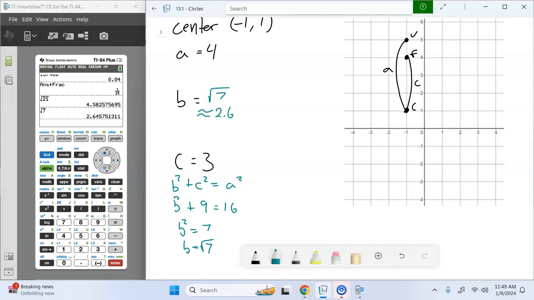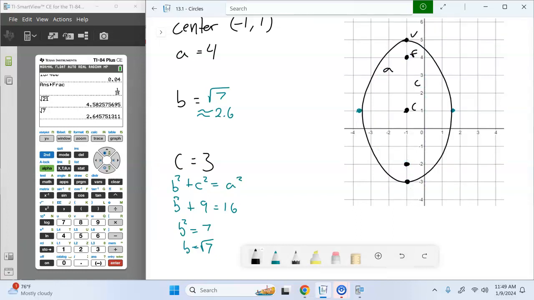Okay? So that'll give us our covertices. 2.6 to the left and 2.6 to the right. I need my other focus and my other vertex. Where's my other focus going to be? 3 down from center. 1, 2, 3. And where's my other vertex going to be? Negative 1, negative 3. So there's our ellipse.